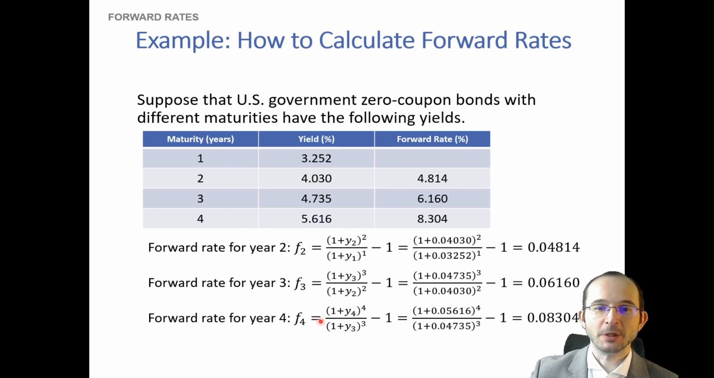And finally, if we want to lend for 4 years, well, one way that we could do it is we could lend for 4 years, compounding for 4 periods at the 4-year yield of 5.6%, or we can lend for 3 years at the 3-year yield of 4.7%, and then for 1 more year compound that at the year 4 forward rate. And again, we can pin down what that is. Using this formula, that seems to be 8.3%.